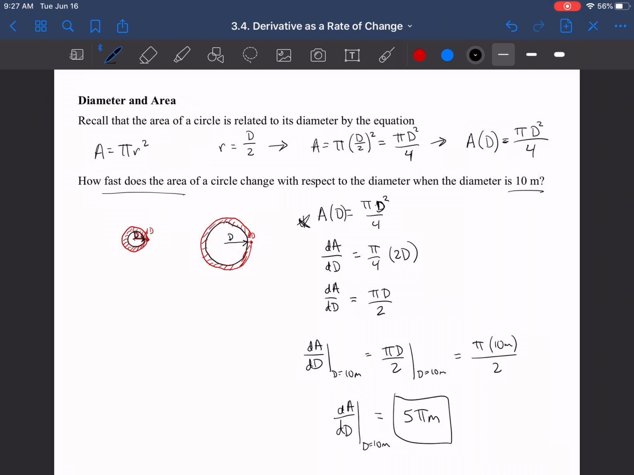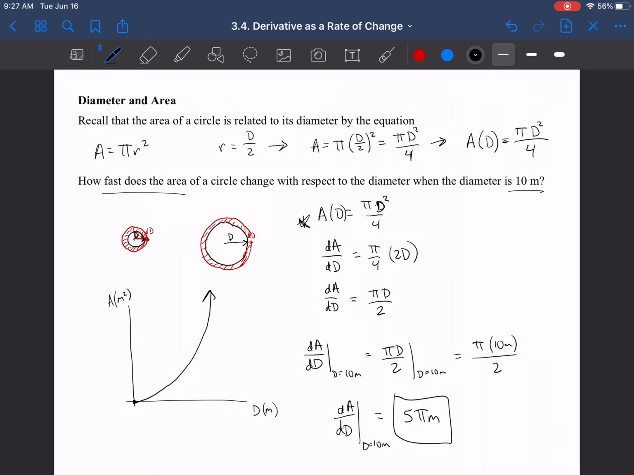If you looked at the relationship we have, it's pi d squared. That means if we start at a 0 diameter, we have a 0 area. So this is area in meters squared, and this is diameter in meters. This would be an x squared kind of relationship. It'd be a parabola like that.